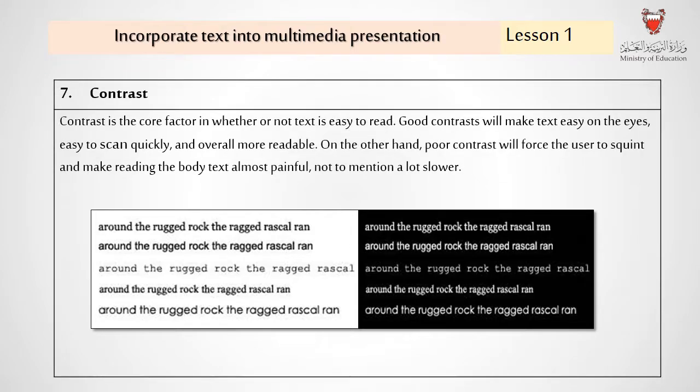Contrast is the core factor in whether or not text is easy to read. Good contrast will make text easy on the eyes, easy to scan quickly, and overall more readable. On the other hand, poor contrast will force the user to squint and make reading the body text almost painful, not to mention a lot slower.